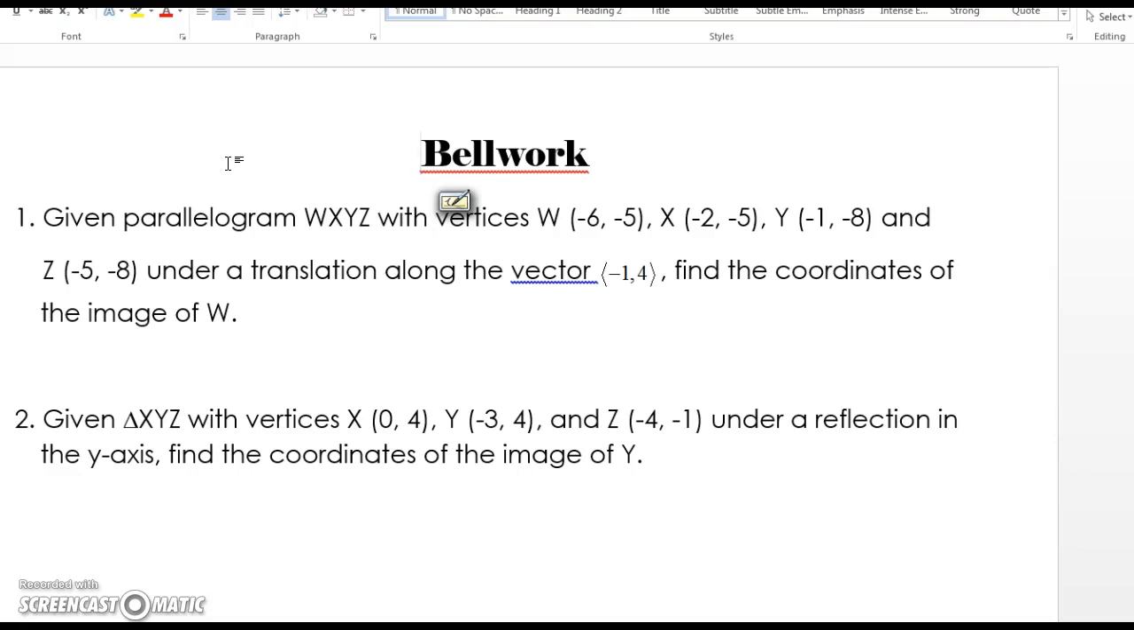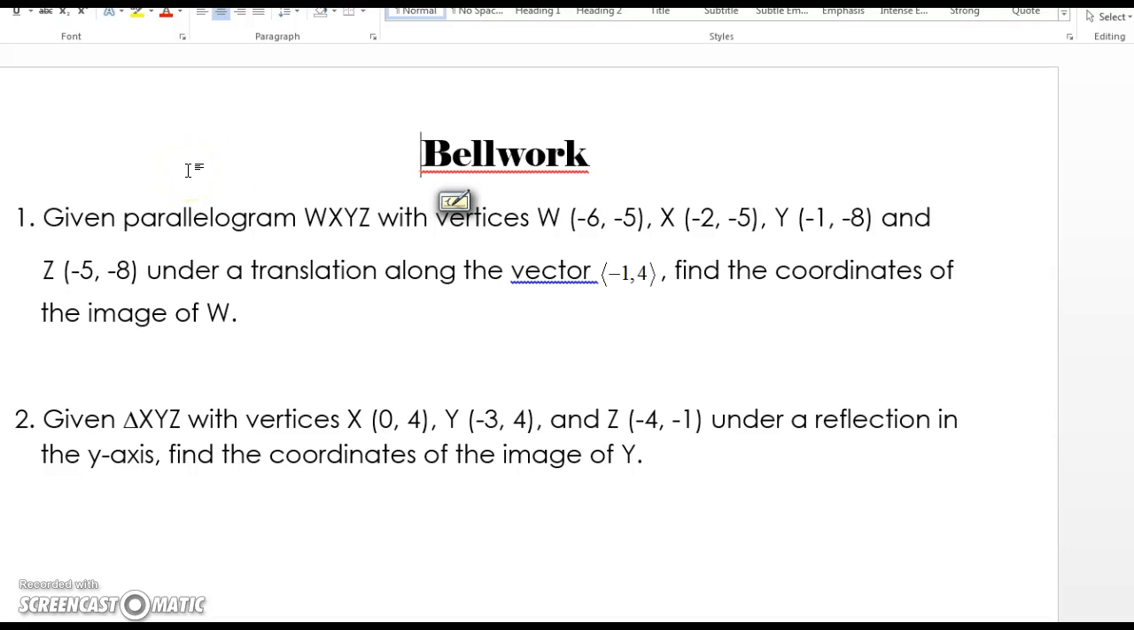Number 1, given parallelogram WXYZ with vertices W at (-6, -5), X at (-2, -5), Y at (-1, -8), and Z at (-5, -8), under a translation along the vector (-1, 4).